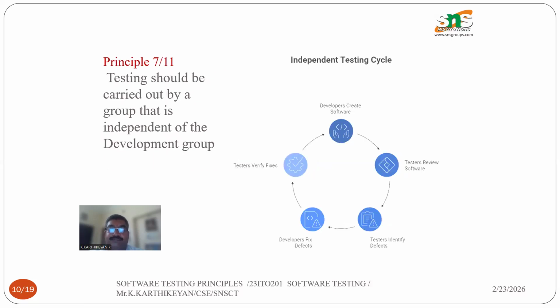Principle 7: testing should be carried out by a group that is independent of the development group. The independent testing cycle: the developer creates the software, the tester reviews the software and identifies the defects, the developer fixes the defects, and the testers verify the fix. These conditions can be done in your particular functions.